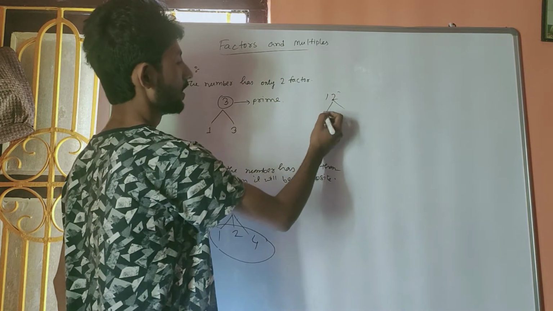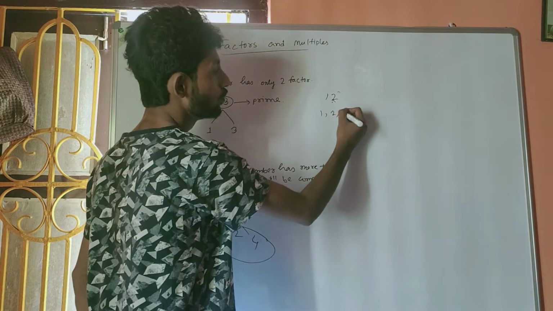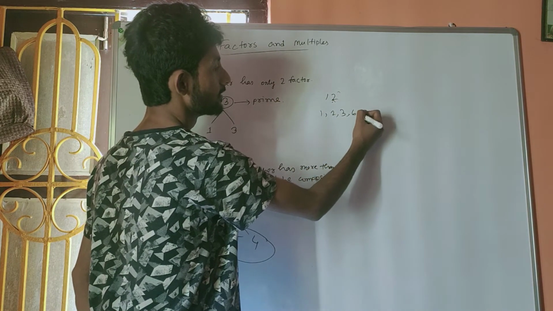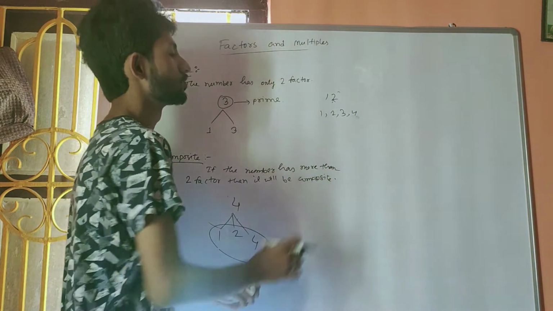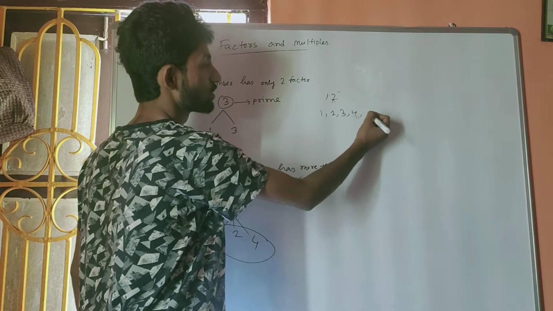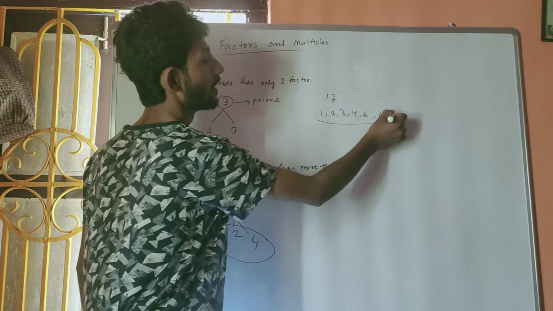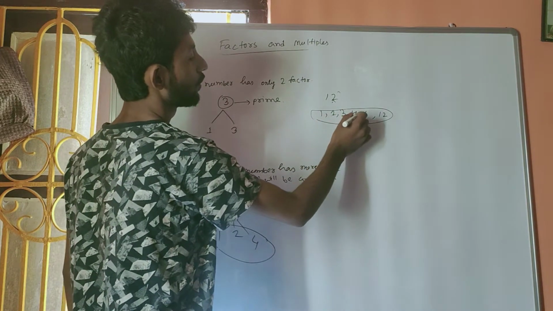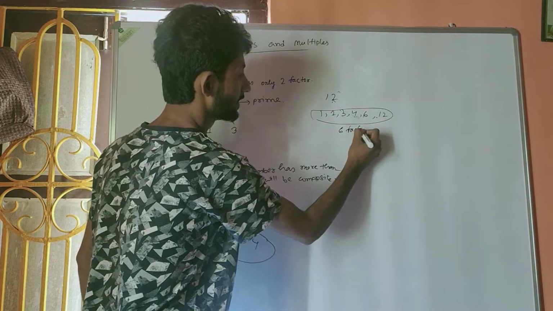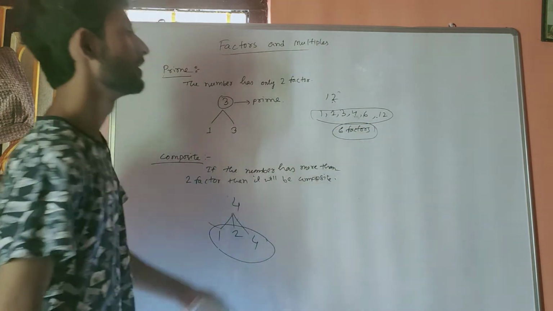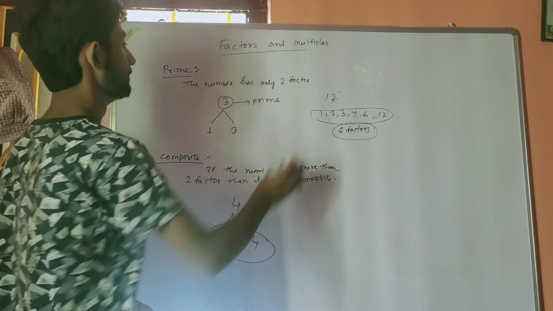Factors of 12 are 1, 2, 3, 6, 4. 4 can divide 12, right? Then 6 also divides 12, and then 12 itself. So we are getting 1, 2, 3, 4, 5, 6 factors. There are a total of 6 factors. So in that case 12 will be a composite number.